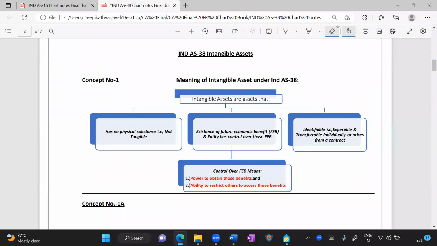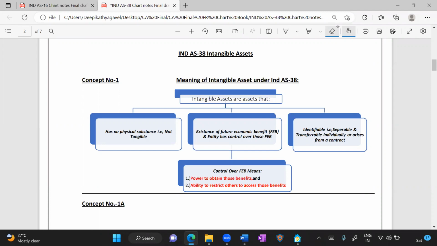Today we'll be revising IND AS 38 Intangible Assets. Before we get into the revision, it is advised that you complete the revision of IND AS 16, as IND AS 40 and IND AS 38 Intangible Assets, 80% of the principles will be similar to that of 16. So once you're done with 16, 40 and 38 becomes much easier, right?